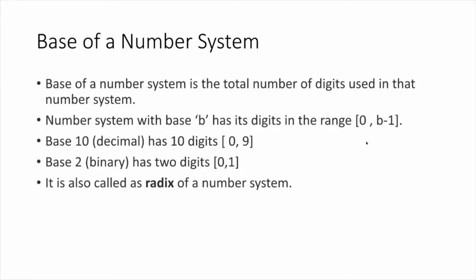The base really is just defining the number of digits used in that system. Base 10 has 0 through 9, or 10 digits. If it's base 10, the B here is 10, so you go from 0 to B minus 1, which is 9. If it's binary, B is 2, so 2 minus 1 gives a 0 and a 1. Another term commonly used for the base is the radix of the number system.